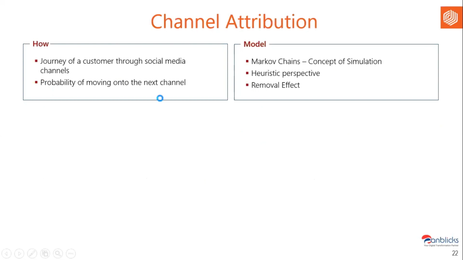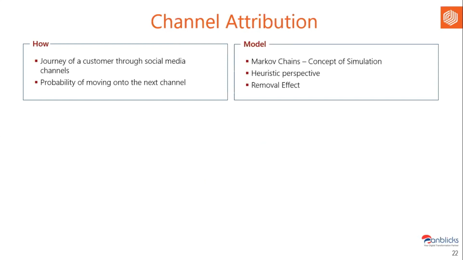So let's move to the next use case, which is channel attribution. There were leads coming from multiple channels, and it was important for the client to understand which of the channels are performing better or where the best quality of leads are coming from, and what is the effect of one channel over the other. So we have used Markov chains, which is a concept of simulation. Basically, we removed one channel at a time from the system and studied the effect of that channel over lead conversion or over the lead conversion of other channels.